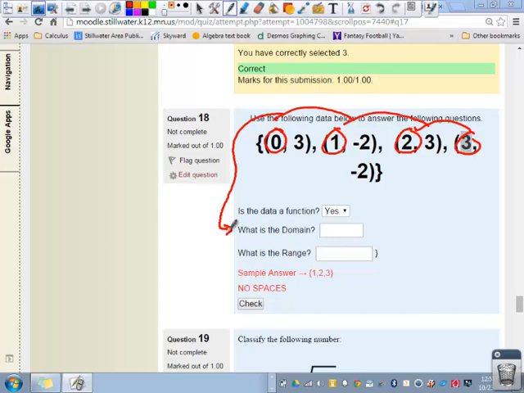That goes into the domain. And the range is all the y values. Right here, right here, right here, right here. Tell them to come back later. That's all the y values, okay?